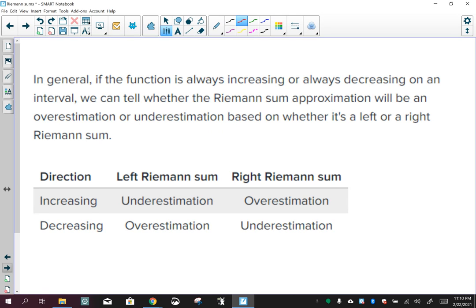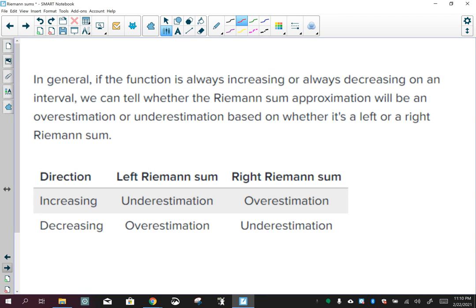So this is how you're going to figure out if you're going to have an overestimate or an underestimate and how it's actually going to wind up happening. So if you are increasing, so if your function is, as x gets bigger, my y gets bigger, then if you're going to be using a left Riemann sum, you're going to have an underestimate. And then if you use a right Riemann sum, you're going to have an overestimate.